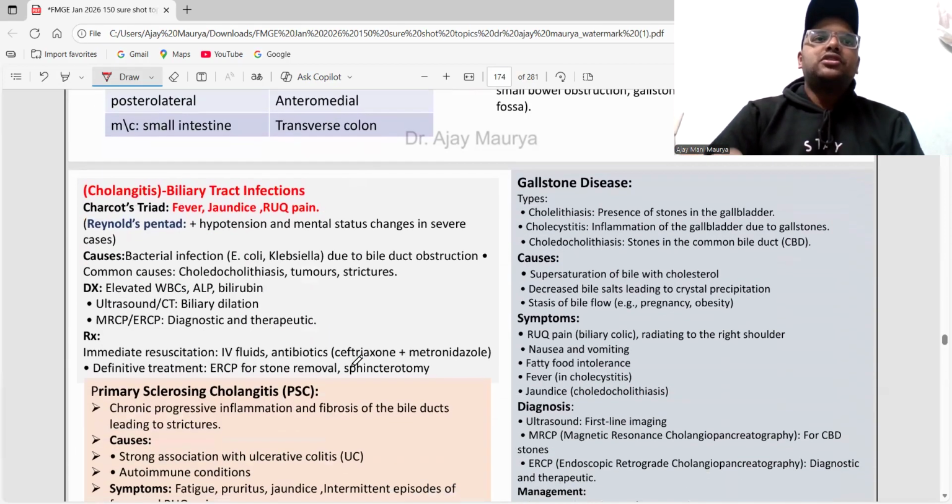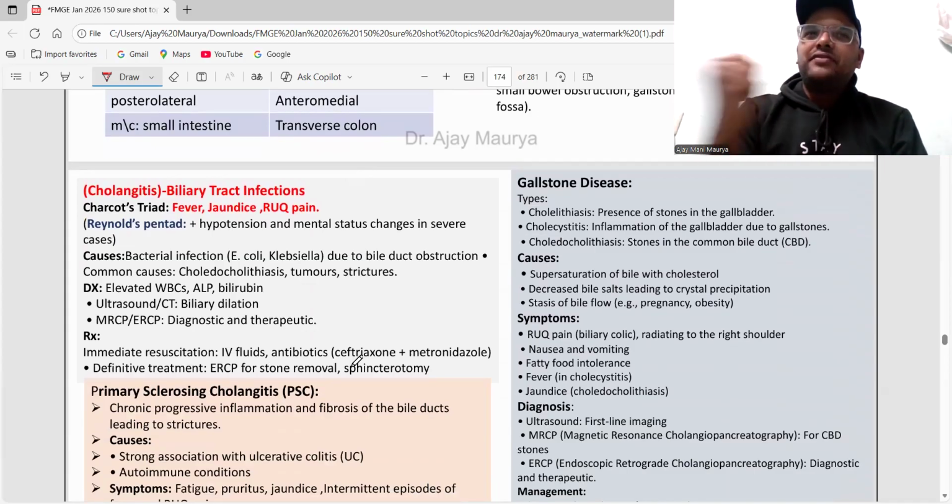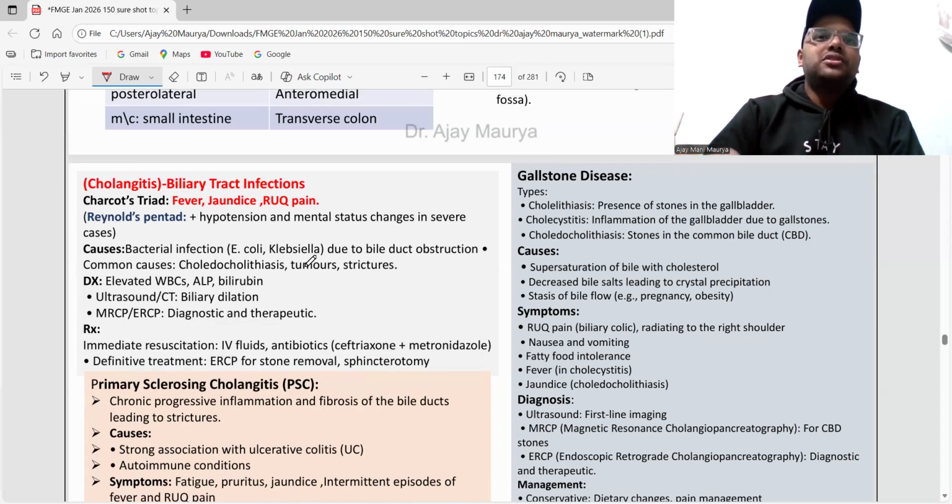Next one, I think everyone knows about it. So what is cholangitis? It is a biliary tract infection. There is the Charcot triad: pain, fever, jaundice. There is the Reynolds pentad, meaning pain, fever, jaundice plus hypotension and mental status changes in severe cases. This is the Reynolds pentad. Okay, now just know about this one.